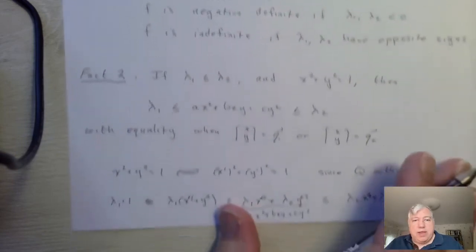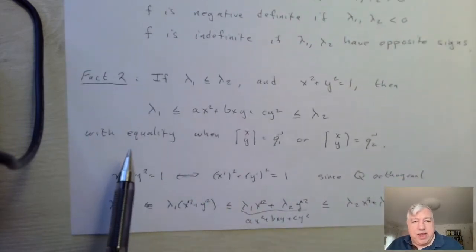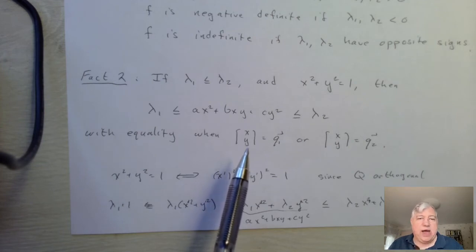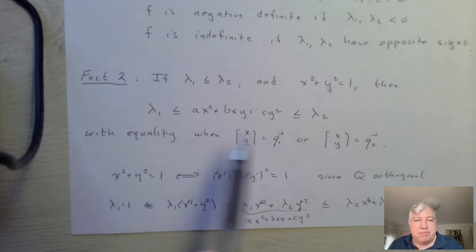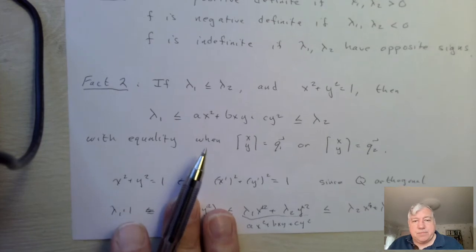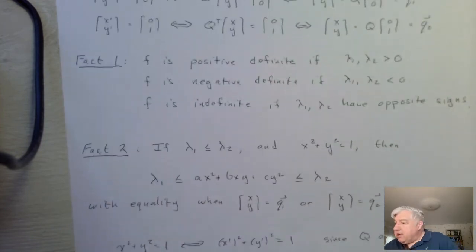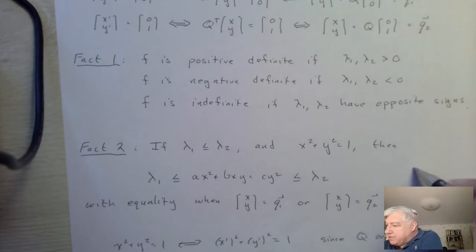Okay. And now we can also see that we get equality, and we can tell exactly what values give us these max and mins. If Q1, remember Q1 and Q2 are the column vectors.